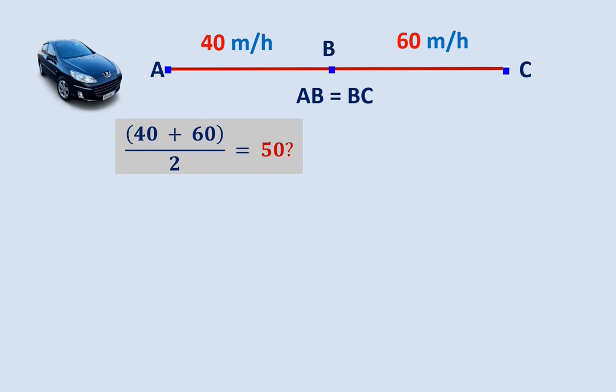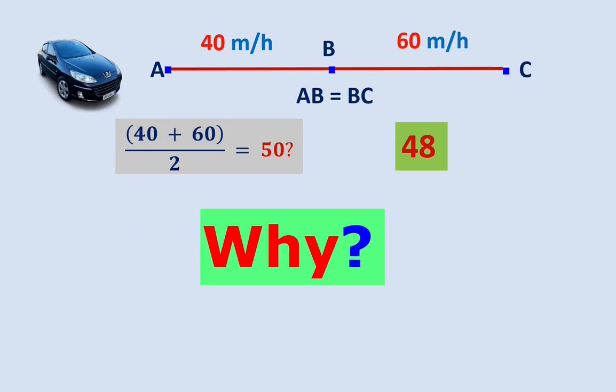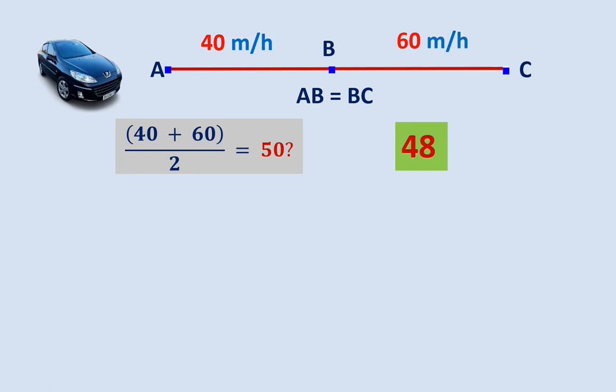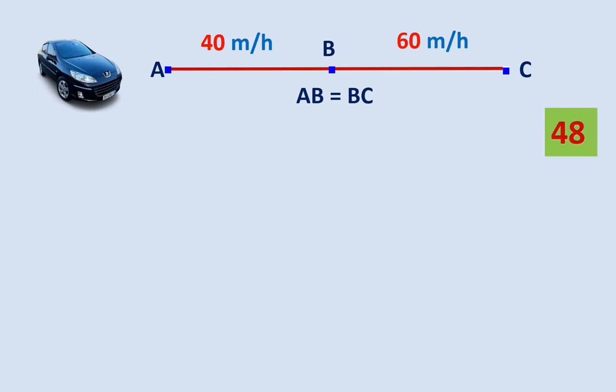In fact, the average speed of the car is 48 miles an hour. The answer is 48. Why? To understand this, let's first consider what the average speed is. If the distance is d and the car spent t time to pass it, then the average speed v is equal to d over t. To calculate the average speed, we need to find out how long it took the car to pass it.